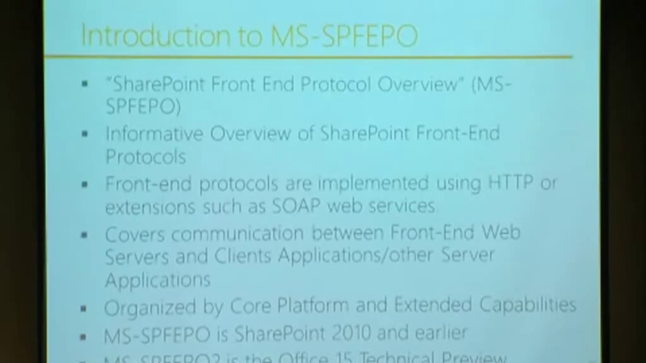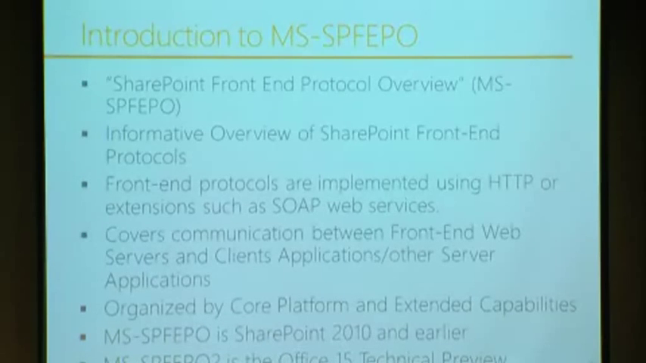So the front end document, the protocol overview document, is informative. You heard about normative and informative. This is an informative doc. It's not going to provide you normative guidance to do your implementation. It's just here to help. That's the simplest way to put it. It's just a document to help you make sense of the protocols. We're going to be talking about the web services, which are all SOAP web services today, and it defines the communication between the client and the server.